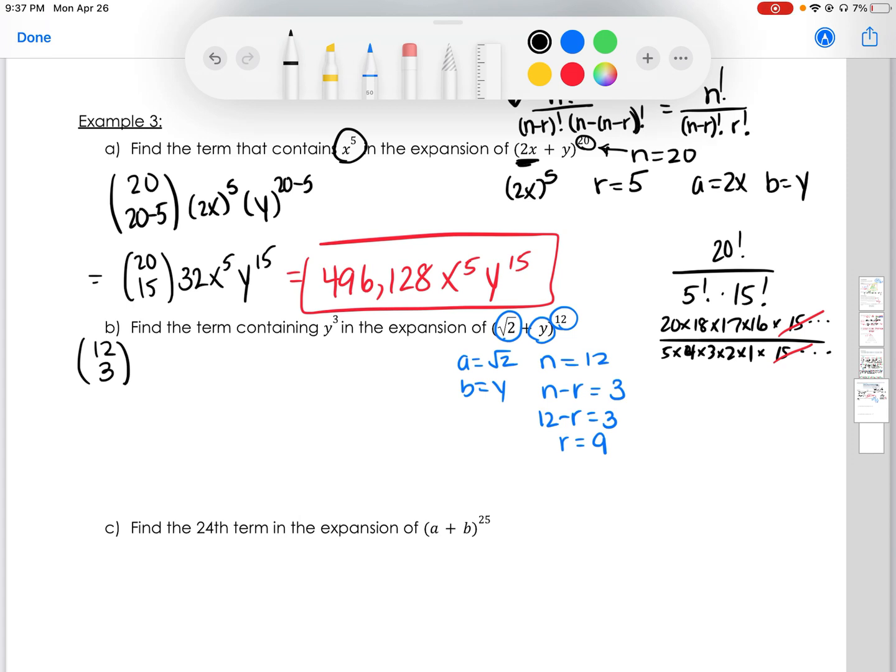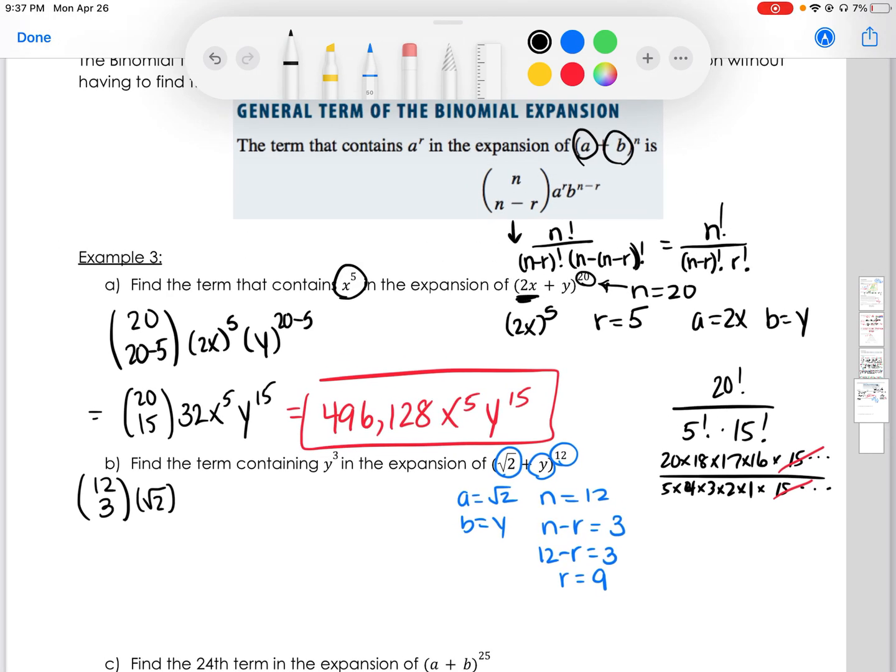And let's see, a is root 2. We said that's going to be to the r power, so that's 9. And then we have y to the third power. Okay. So that 12 choose 3 we've got going on is 12 factorial over 9 factorial and 3 factorial. Okay, so 12, 11, 10, 9 all the way down. Here we have 9 all the way down times 3, 2, 1.